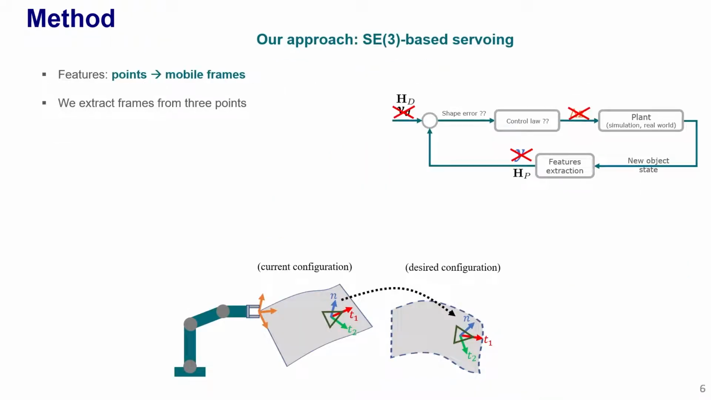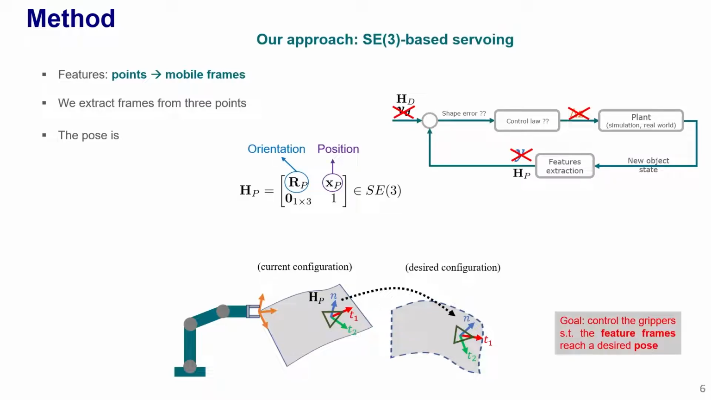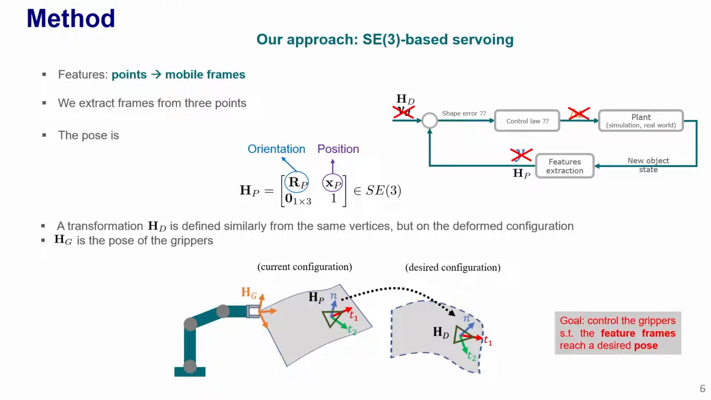In our SE3-based approach, instead of using points as features, we propose to use mobile frames defined from the surface of the deformable object. The goal is now to control the grippers such that the feature frames reach a desired pose. This pose incorporates the position of the frame, but also a rotation matrix defining its orientation. HP is the current feature frame, and HD is the desired one.